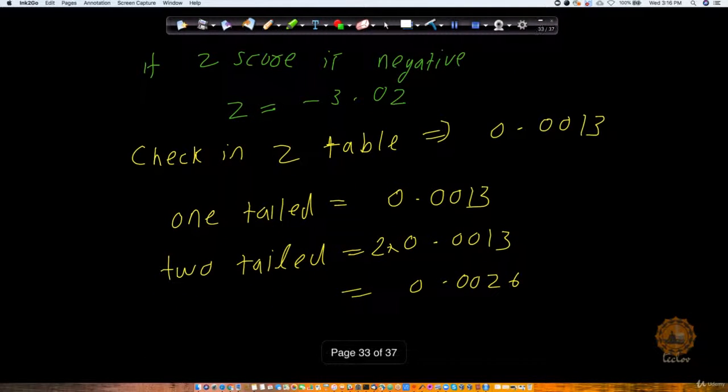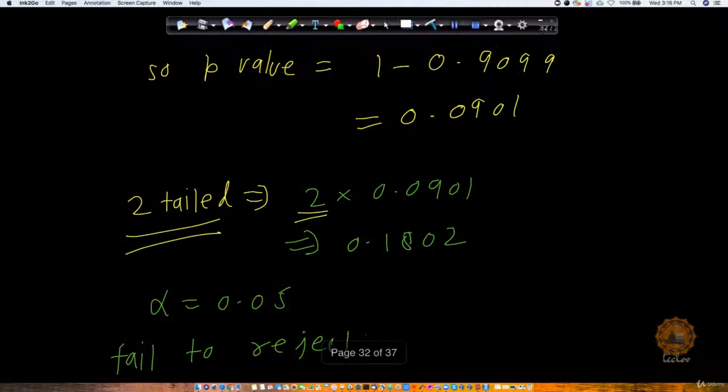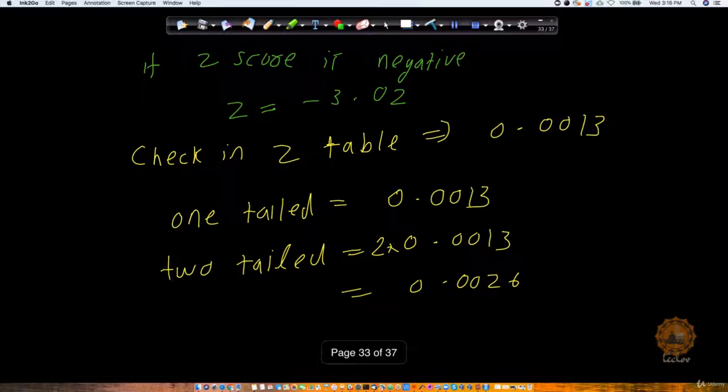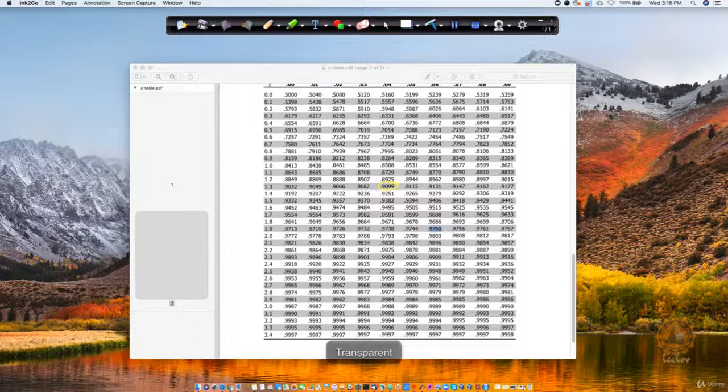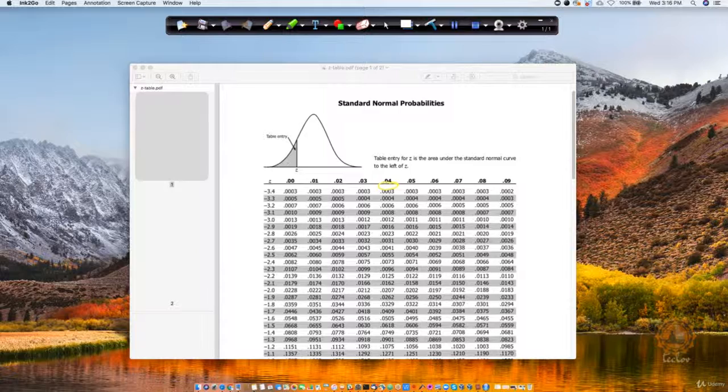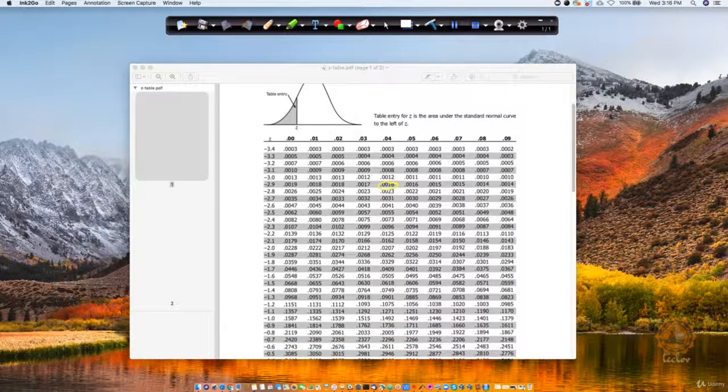What if my z-score comes out to be negative? In the last example, when I did all these calculations, my z-score came out to be positive, which was 1.34. But what if this value comes out to be negative, let's say minus 3.02? In that case also, we can look at the z table, and there will be negative values as well. So from here you can see the value for minus 3.02.